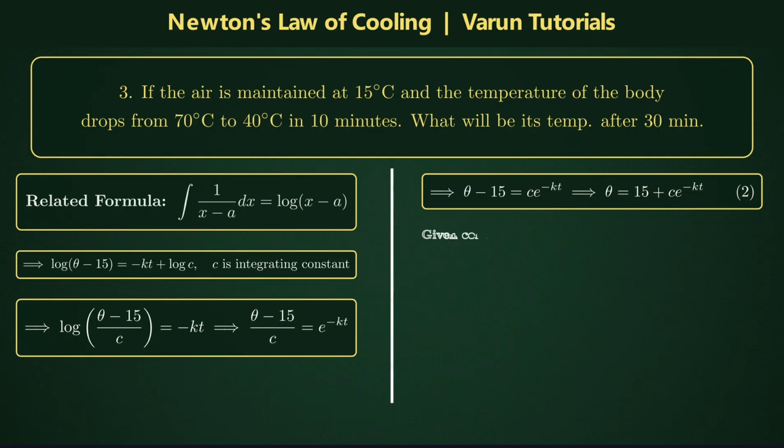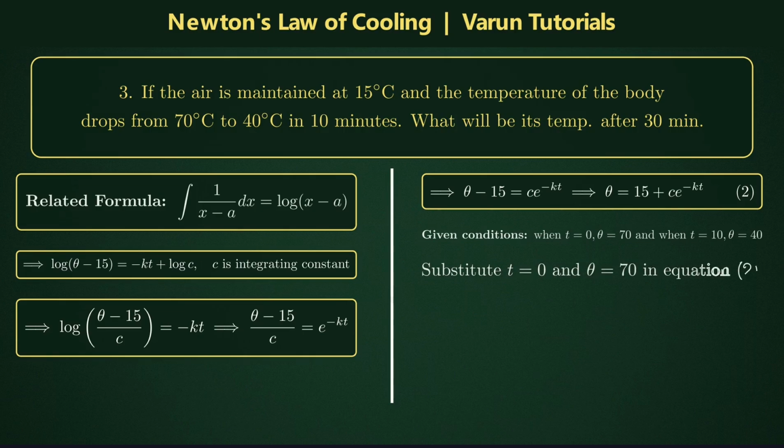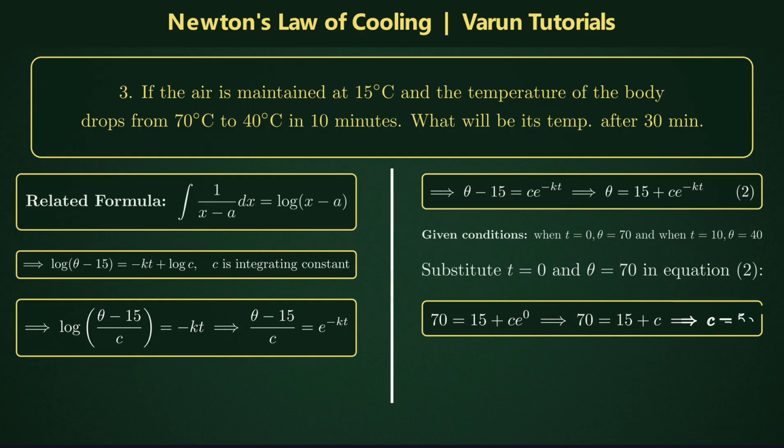We are given the initial conditions: when t equals 0, theta is 70, and when t equals 10, theta is 40. First, let's substitute t equals 0 and theta equals 70 into equation 2 to find the constant c. This gives 70 equals 15 plus c times e to the 0 power. Therefore, c equals 55. Now, let's substitute c equals 55 in our second condition, t equals 10 and theta equals 40 into equation 2.